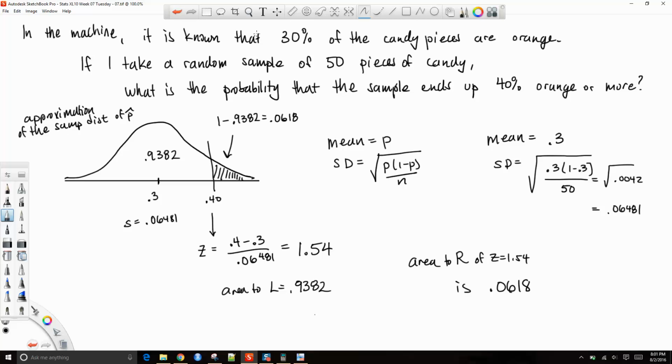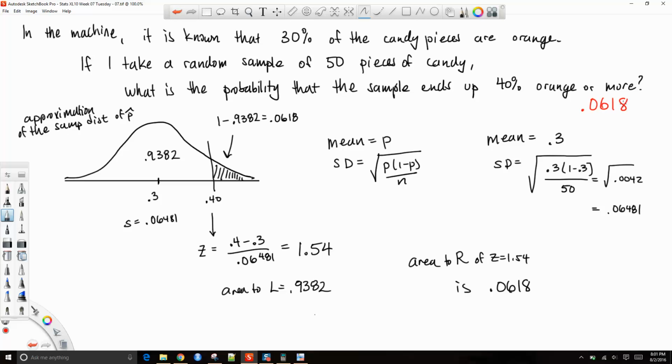Is it possible that the sample ends up 40% orange or more? Yeah, it's possible. What's the probability that happens? That happens with a probability of about 0.0618. About 6%. Again, this is an approximation here.